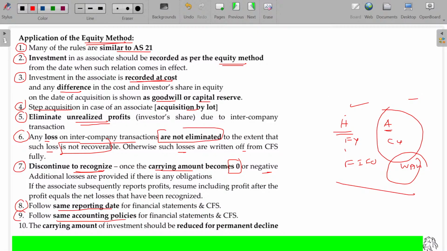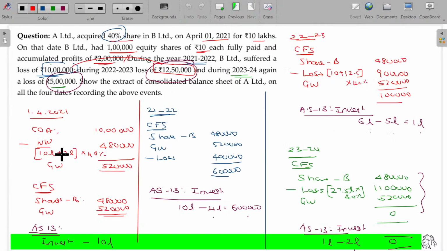Same accounting policies should be followed while preparing the financial statement as well as CFS. When I say the term financial statement, it represents the independent, separate one. And the carrying amount of investment should be reduced for permanent decline only. This you will study along with AS number 13. We assume these are permanent declines. That's why I am subtracting this. If it is not a permanent decline, I will not adjust this. You need not worry about this component. In this case, my focus is only CFS. I have just given a single liner for the AS 13 valuation here. Anyhow, we'll study AS number 13 in detail. After finishing, I'll go for AS number 27. After 27, I'll jump to AS number 13.